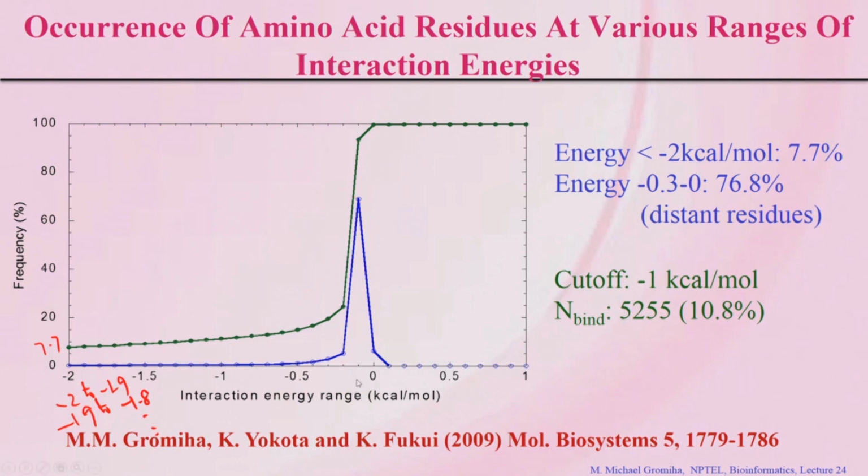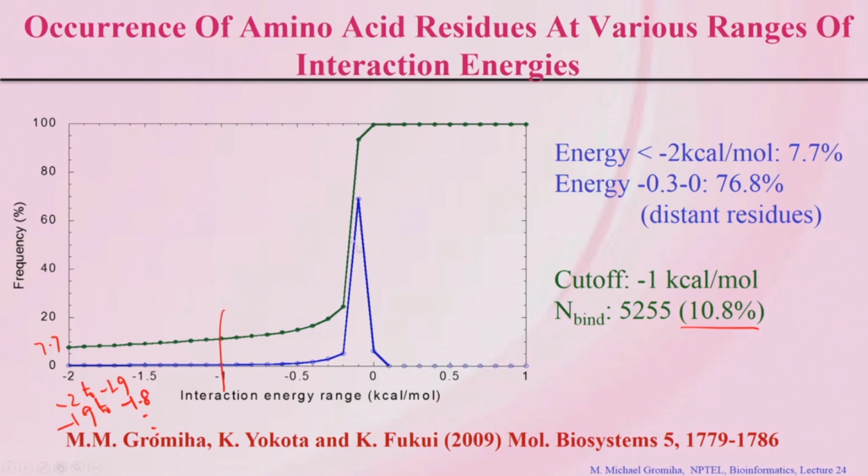So, if you take a cutoff of 1 kilocalorie per mole, for example, then what is the percentage of residues which are identified as binding sites? If you do this, there is about 10.8% of residues which are identified as binding site residues. This is reasonable, and is relevant to the reported literature.